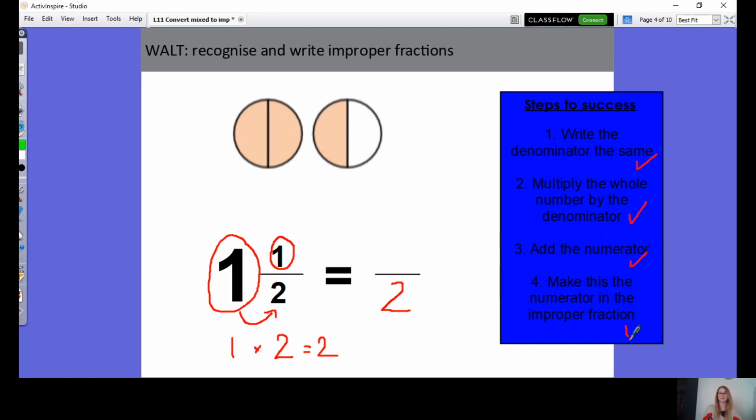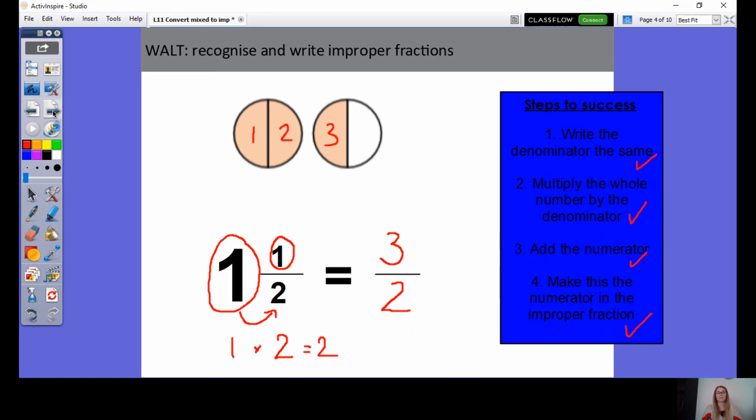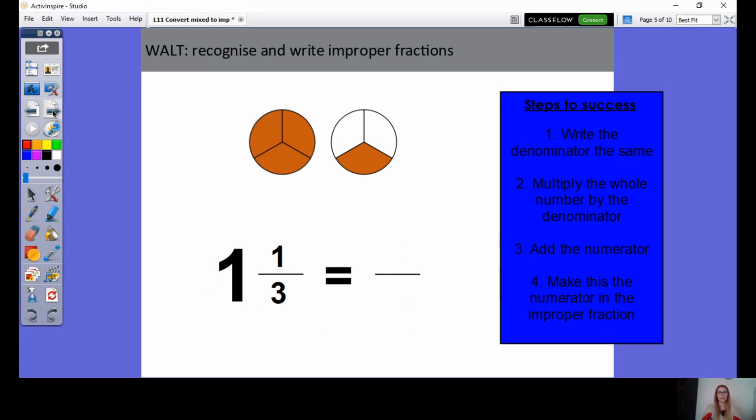And then I need to make this the numerator in my improper fraction. So as you can see, I have 1, 2, 3 halves. So that is equal to 3 halves there. So that is a way I can calculate it without using the images to help me. So let's look at some more examples. Again, we'll still have the pictures there if you're finding it a little bit tricky, but let's see if you can understand with the steps.